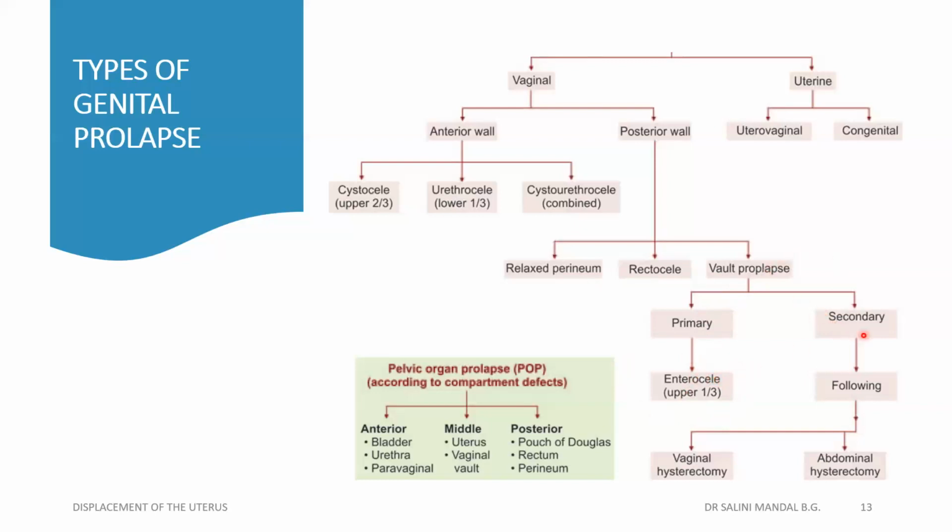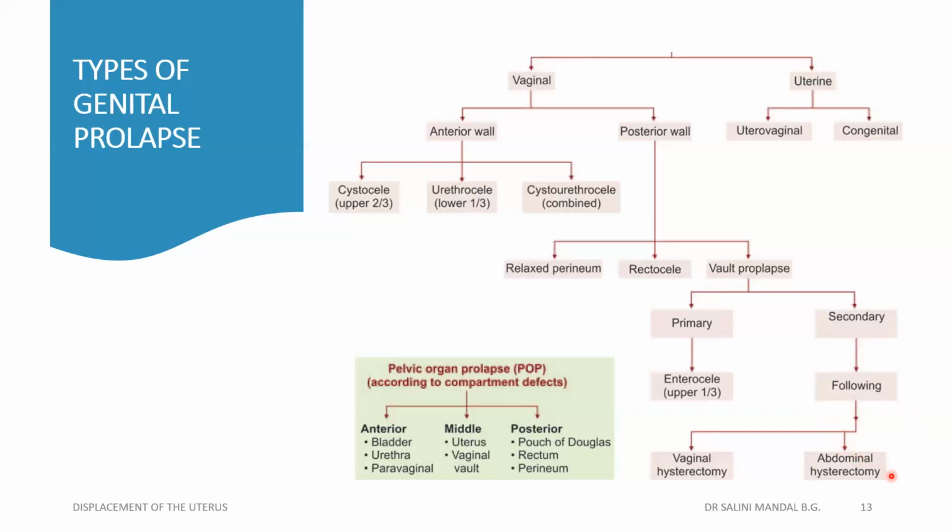Next one, coming to the secondary vault prolapse. Now, this may occur following either a vaginal hysterectomy or an abdominal hysterectomy. So this is basically an acquired one. After a vaginal hysterectomy or an abdominal hysterectomy, basically the muscles and the ligaments, the supports, become weak, and that is the reason what happens here. Also, inadequate primary repair, if at all it has been done, during the initial operation.